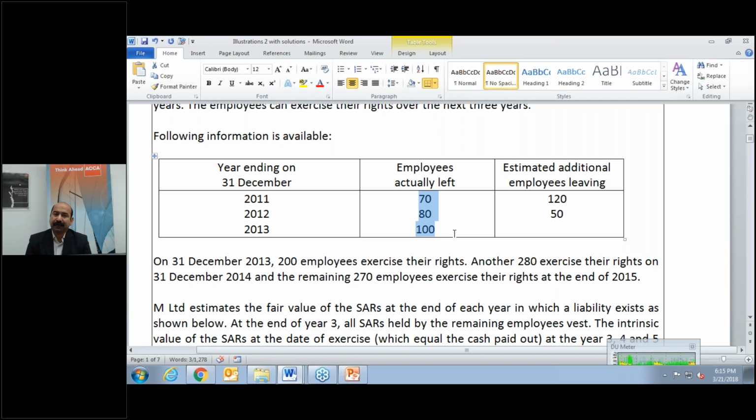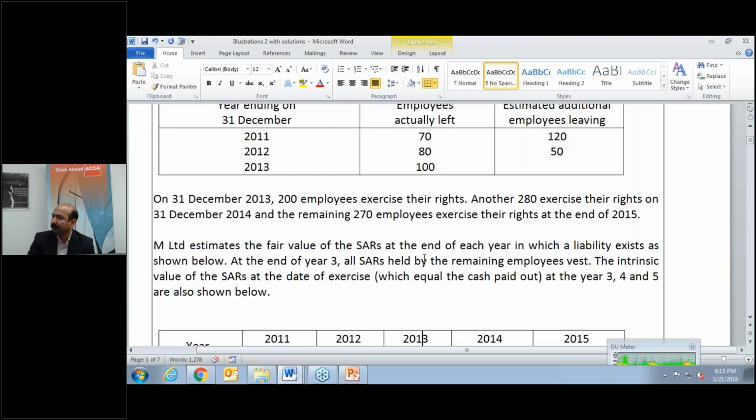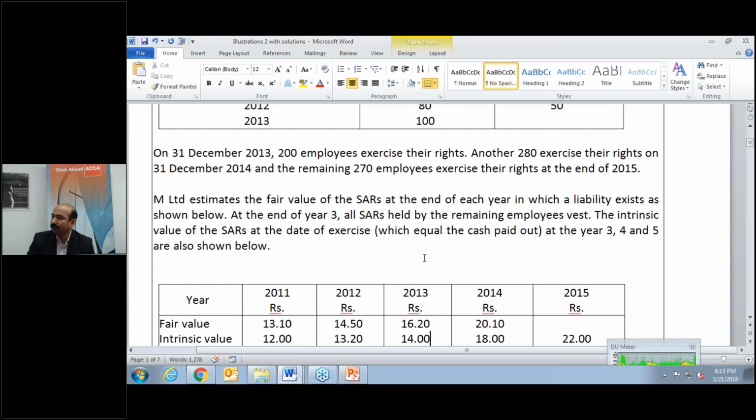So this means the company has paid cash to 200 employees based on, as they agreed, the intrinsic value. Look at the intrinsic value at the end of 2013. It is mentioned over here, please don't get confused, that the company said at the exercise date, which equals the cash paid out, the intrinsic value of the SAR at the date of exercise. The company will be paying cash as per the intrinsic value. This is the actual cash paid out.